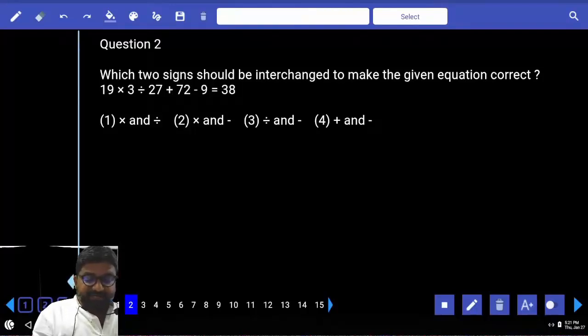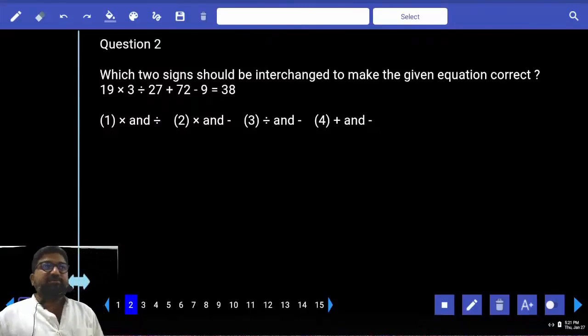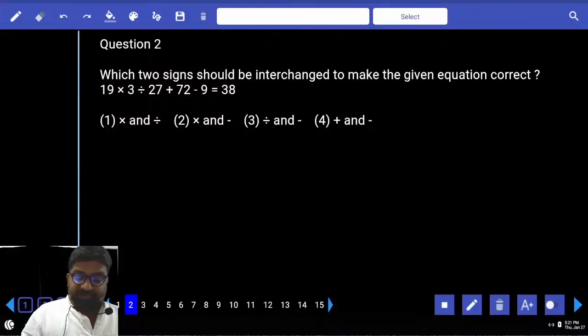So 19 into 3 minus 27 plus 72 divided by 9. So first, what should we do? Bottom-most rule, division. What is the result that I get here? 8. And then obviously next you have to go for multiplication. 19 threes are 57. 57 minus 27 is 30, plus 8 is 38. Done. A option, third option.